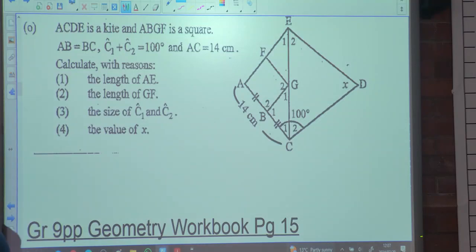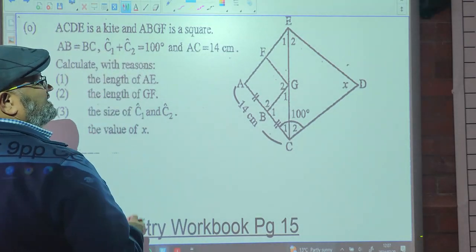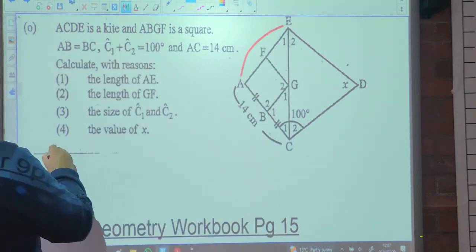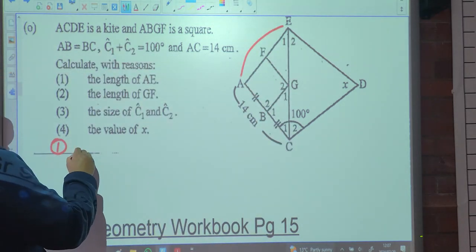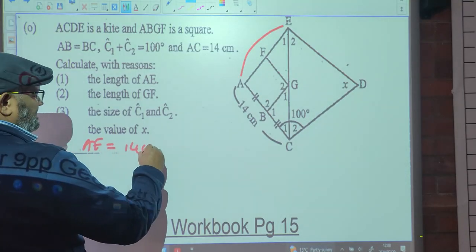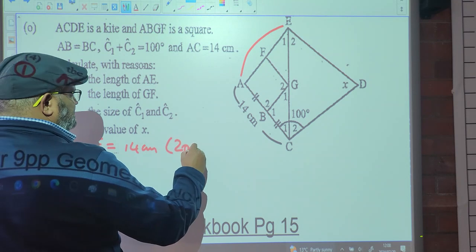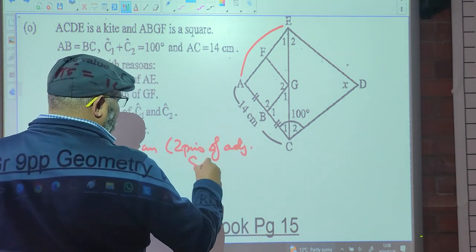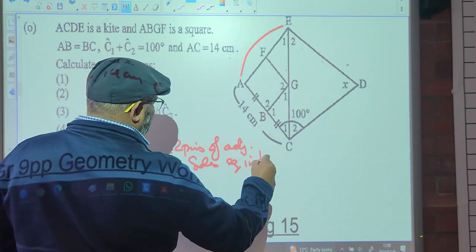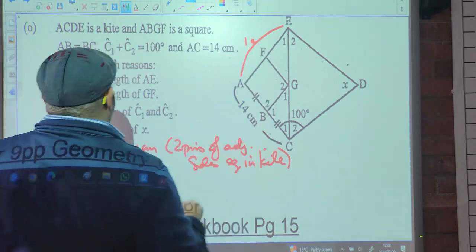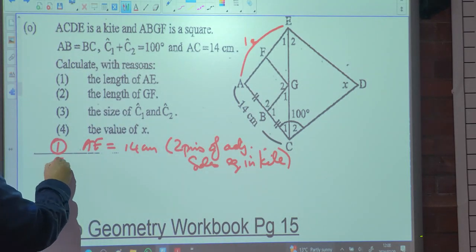Calculate with the reason the length of AE. People, what's the length of AE? 14 cm. Why? Two pairs of adjacent sides equal in a kite. Right, so there's 14.